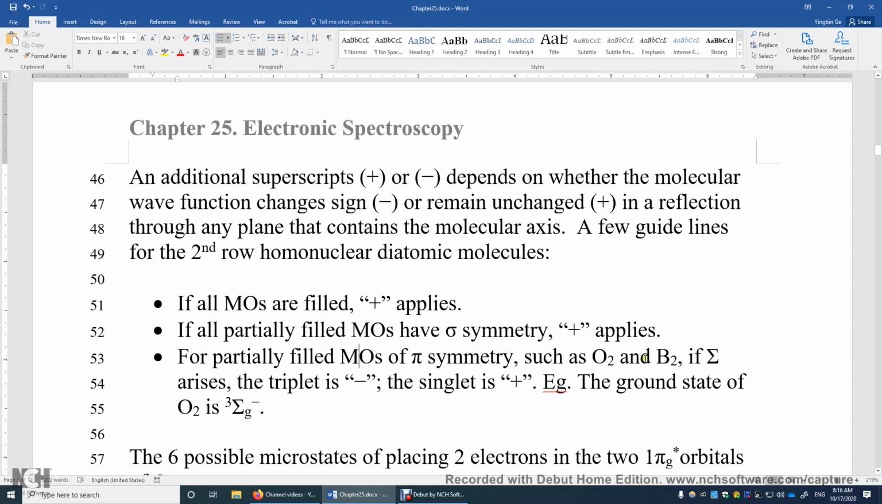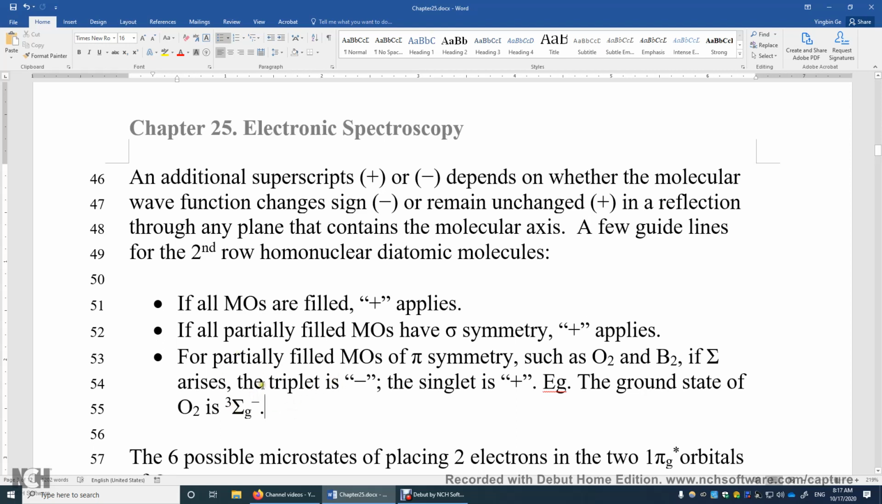When we are looking at cases like O2 and B2, if you're talking about sigma molecular terms, the triplet is always minus. The singlet is always plus. So for example, the ground state of O2, we learned it's going to be 3Σg, and it's a triplet, so it's minus: 3Σg−. This is the complete molecular term symbol of the O2 molecule.